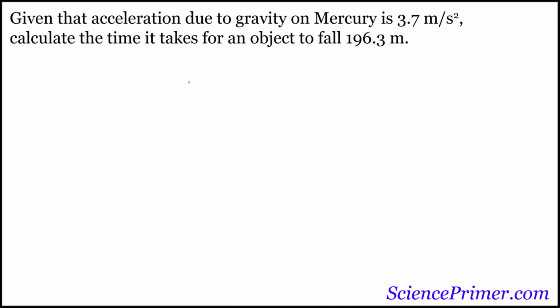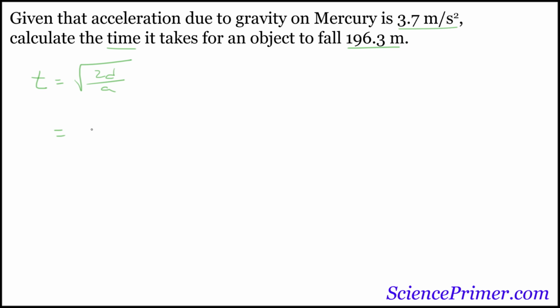I reloaded the page after solving that problem and I got this question. Given that acceleration due to gravity on Mercury is 3.7 meters per second squared, calculate the time it takes for an object to fall 196.3 meters. So this is the same type of question, but you'll notice the relationship is different. We're still given the acceleration due to gravity, but now we're also given distance and asked to find time. So we have to solve the equation for time, and I did that on a previous page, so I'll just write it here. Time equals the square root of 2d over acceleration.